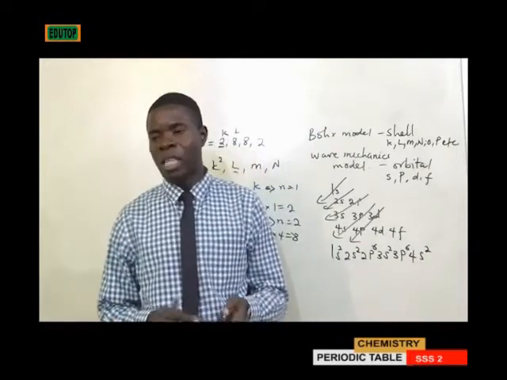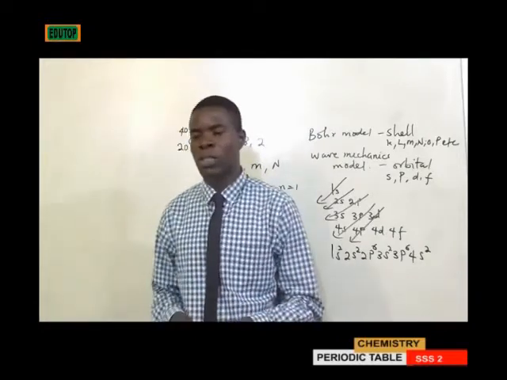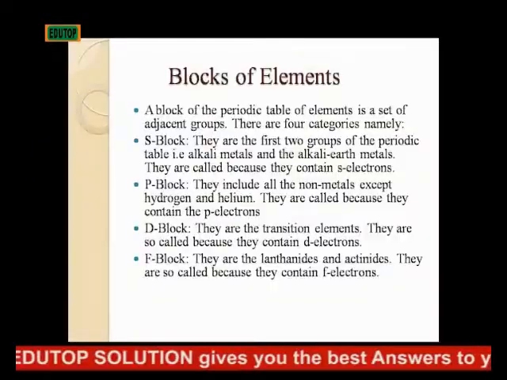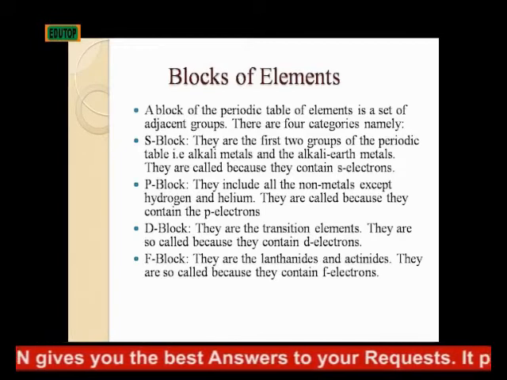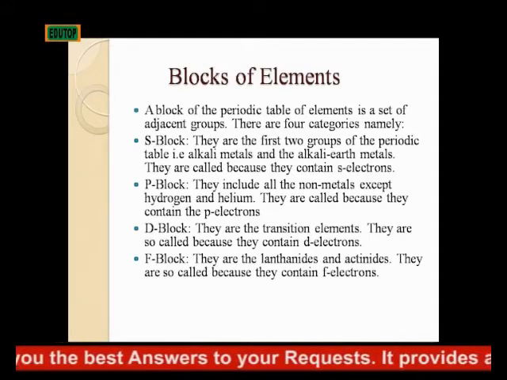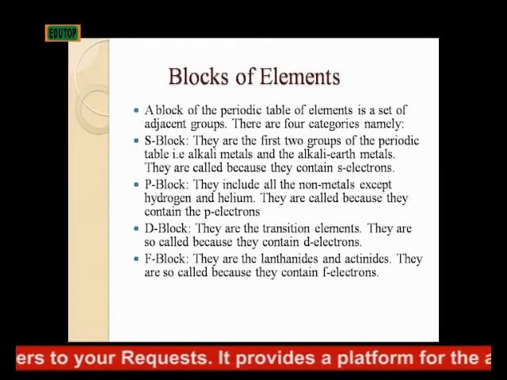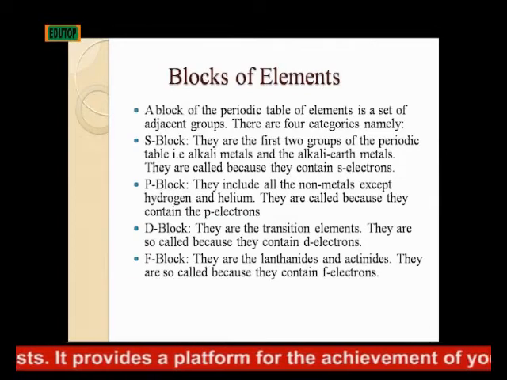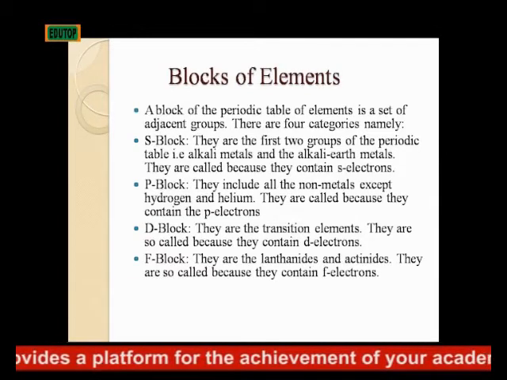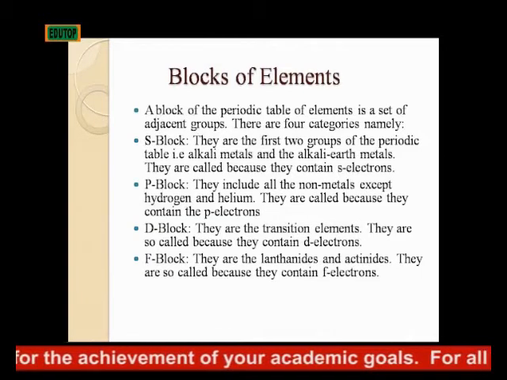They are called p block because they contain the p electrons. Then the D block. The D block, they are the transition elements. They are also called d block because they contain the d electrons. And these are elements between 21 and 30. Then the F block, they are the lanthanides and actinides. They are so called because they contain f electrons.